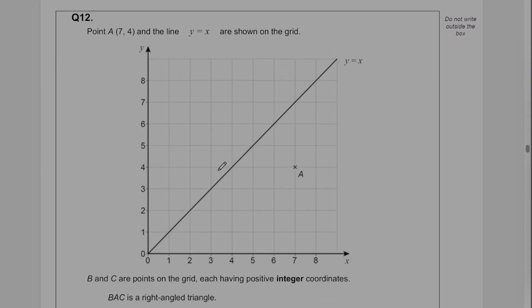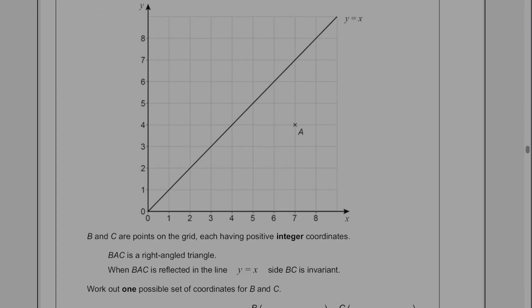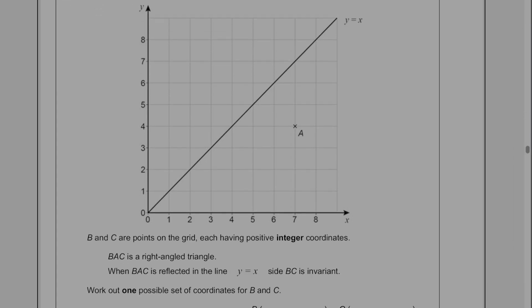Okay, question 12. Point A, which is at (7, 4), and the line y equals x is shown on the grid. B and C are points on the grid, each having positive integer coordinates. BAC is a right angled triangle. When ABC is reflected in the y-axis, BC is invariant, so B and C must be on that line. Work out one possible set of coordinates for B and C.